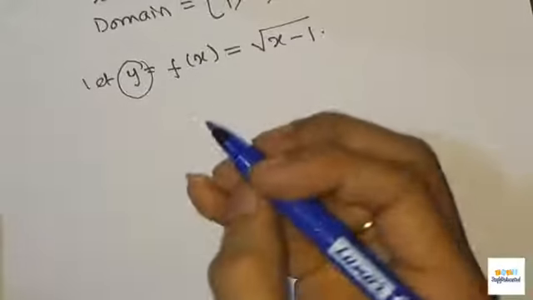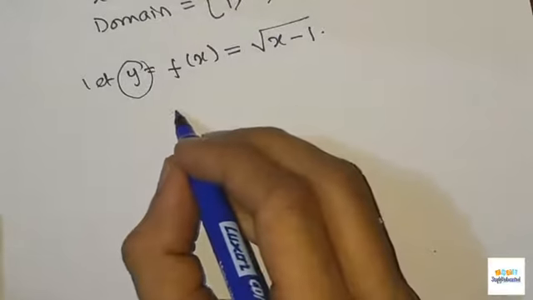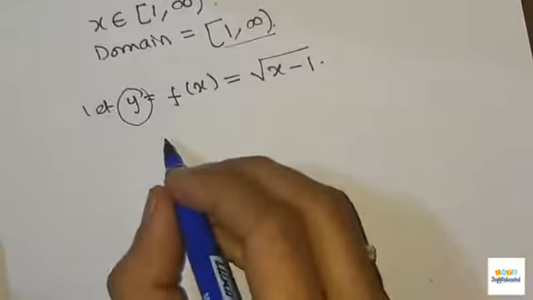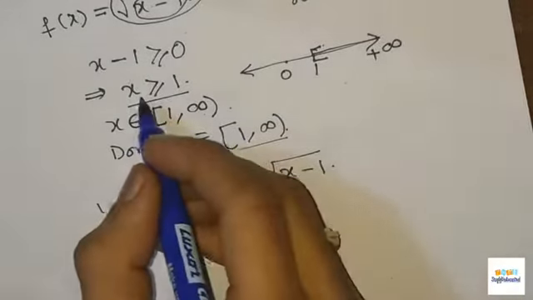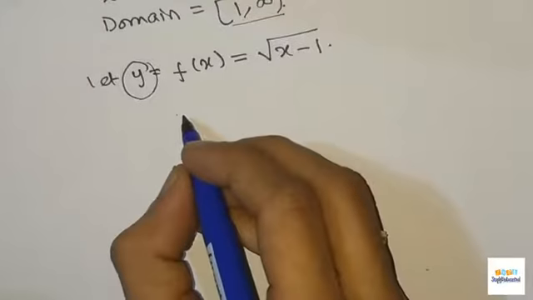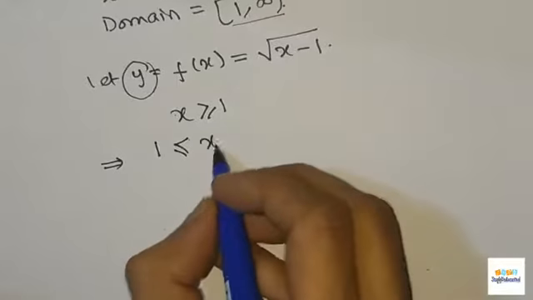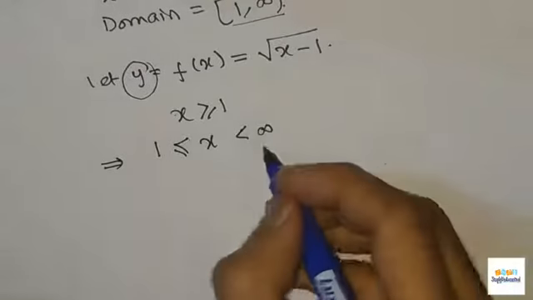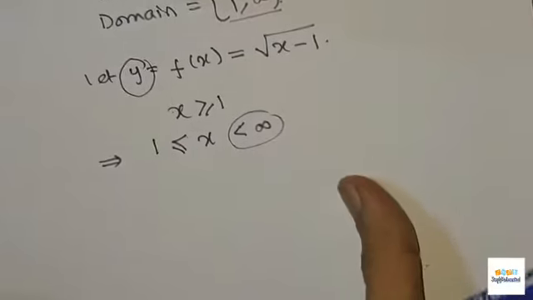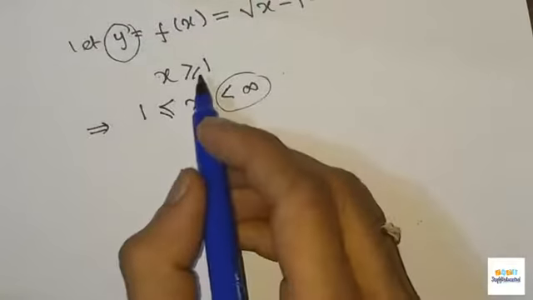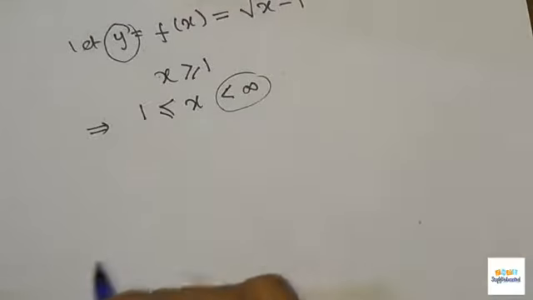So for that what we will do is we will take the domain of the function f(x). So domain of the function f(x) is given as this. So that means we have to take this x greater than or equal to 1, because we have got that from here only. So we can take x is greater than or equal to 1. So that means 1 is less than or equal to x, less than infinity. We have to always take less than infinity if x greater than or equal to 1 is given to us, or x greater than or equal to any value a, then we should write it as a less than or equal to x less than infinity.